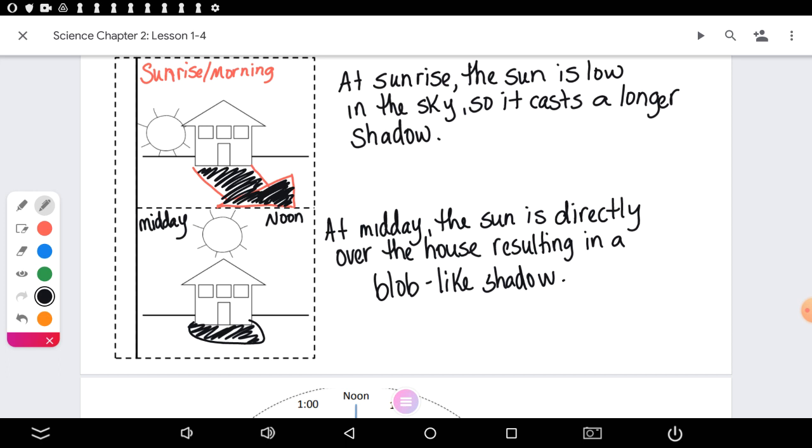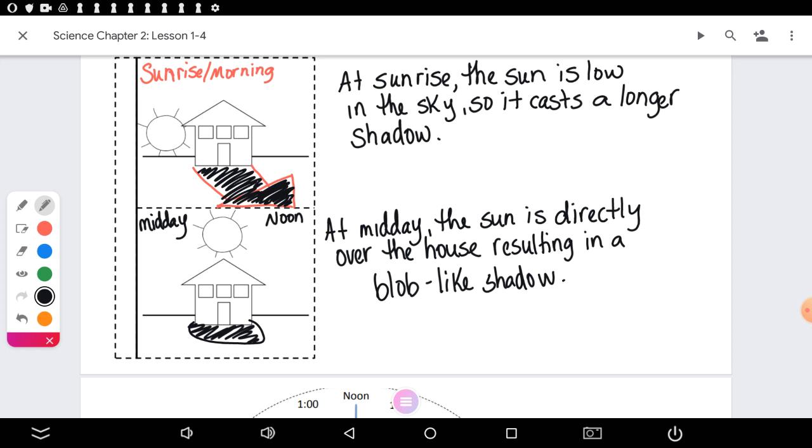So the sun is hitting the top of the house, and whatever the top of your house is shaped like, it's just going straight down. So it just kind of looks like a puddle. Any questions over that?